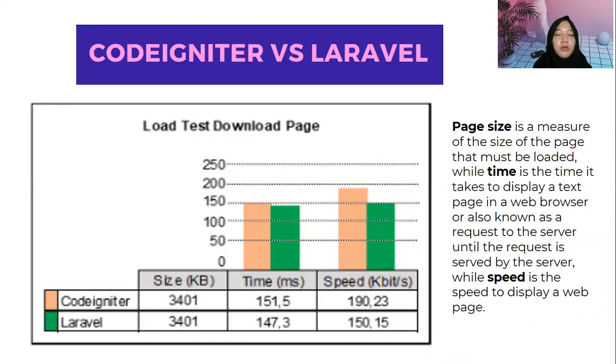I want to explain a comparison between CodeIgniter and Laravel. Before I explain, I want to explain about page size, time, and speed. Page size is a measure of the size of the page that must be loaded, while time is the time it takes to display a text page in a web browser, or also known as a request to the server until the request is served by the server. While speed is the speed to display a web page.